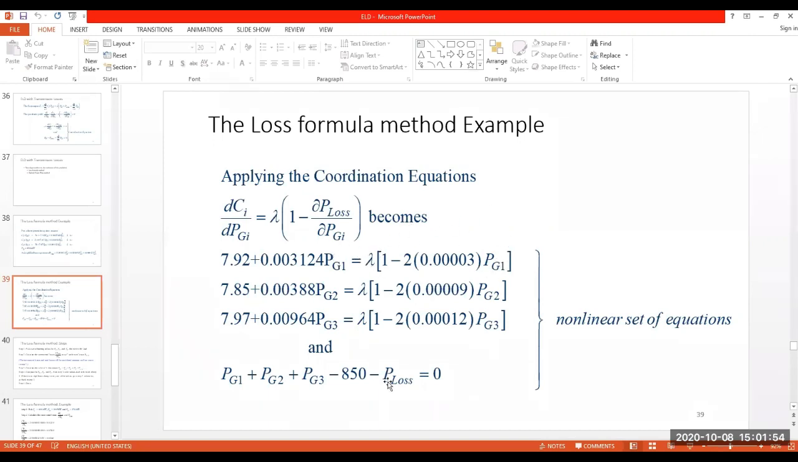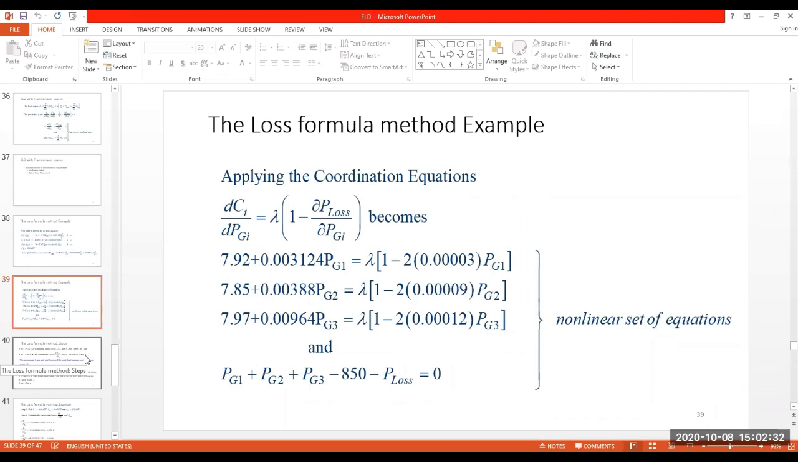So the nonlinearity is arising from the P loss itself, because this is a function of PG1 square, PG2 square, PG3 square, which are nonlinear on their own, as well as from the top three equations, where you have lambda and PG1 multiplied, lambda and PG2 multiplied, lambda and PG3 multiplied. These are also nonlinear. So you can't solve them simply using matrix or linear algebra techniques. So what to do? You have to go through some numerical methods or some iterative techniques.